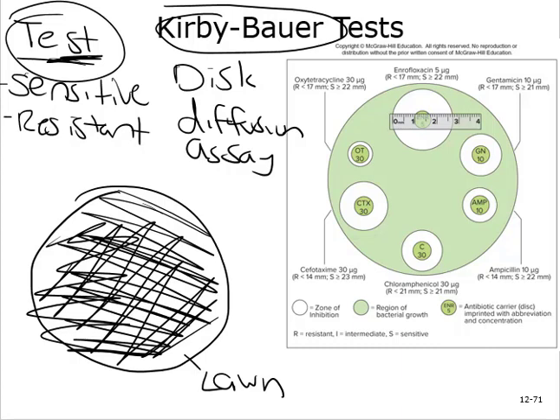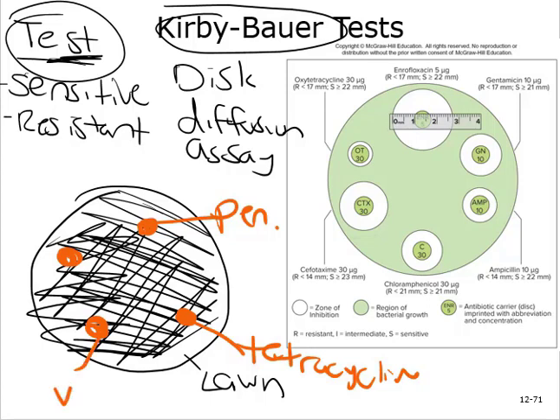And then you take these little discs that contain the antibiotic on them. They're actually just made out of a paper, like a cellulose paper. So you do different discs. You might do a disc with penicillin, a disc with tetracycline, a disc with vancomycin, and a disc with chloramphenicol. So you pick some different drugs to test. And then you wait and see if the antibiotic kills off the bacteria around it.